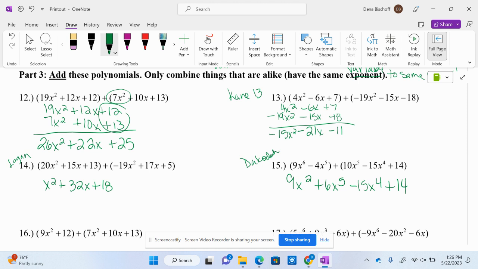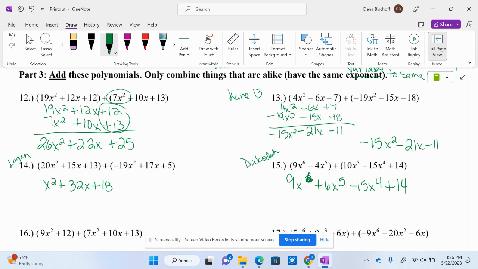Okay, Kane, read off your answer. Yes, negative 15x squared minus 21x minus 11. Logan, you had x squared plus 32x plus 18. Okay. And Dakota. 9x to the sixth plus 4x to the fifth minus 15x to the fourth plus 14.